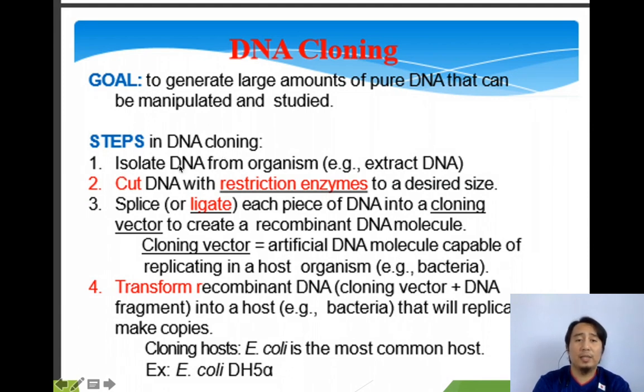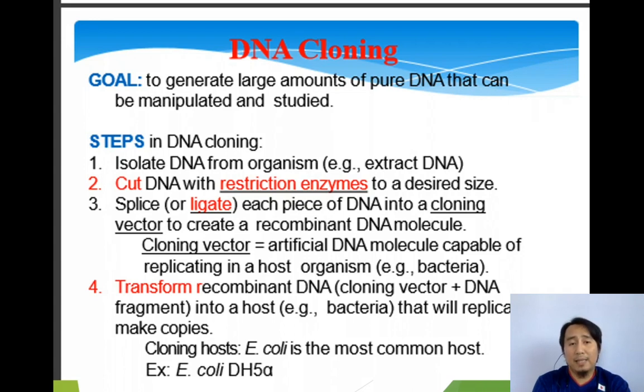The first step is to isolate DNA from organisms, for example, extract DNA from human. It can be from bacteria. It can be from virus. It can be from any living thing that has DNA. The second step is to cut the DNA with restriction enzymes to the desired size. The third is to splice or ligate each piece of DNA into a cloning vector to create a recombinant DNA molecule. A cloning vector, by definition, is an artificial DNA molecule capable of replicating in a host organism, for example bacteria.